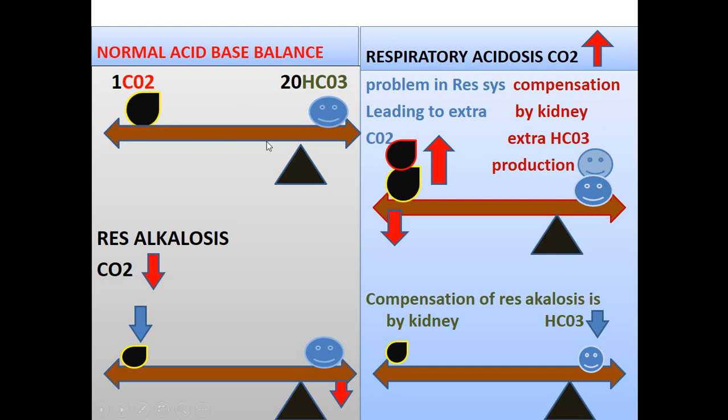If you see this bar, we have 1 unit of carbon dioxide, against which we have 20 units of bicarb. So this is the normal ratio in the body. Whenever this normal ratio is disturbed, it may lead to acidosis or it may lead to alkalosis.